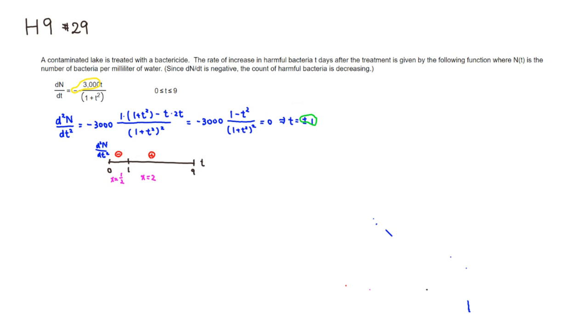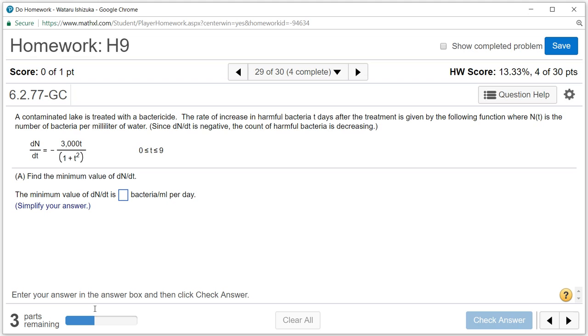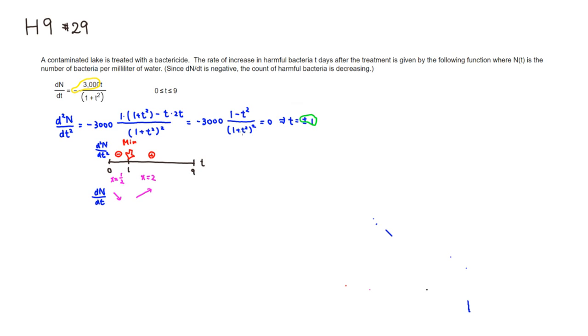If you look at the graph of dn over dt, we know that this is going to be decreasing here, after that increasing. So that will guarantee that we're going to have a minimum here, which is good. So when t equals 1, you're going to have a minimum value. Now we have to find the minimum value, so we have to plug in t equals 1.